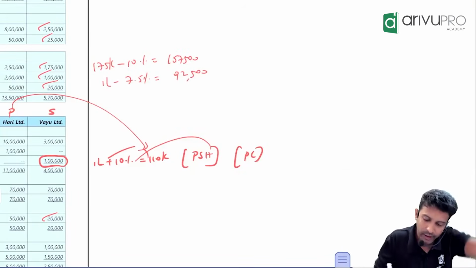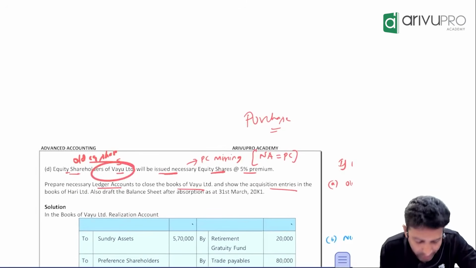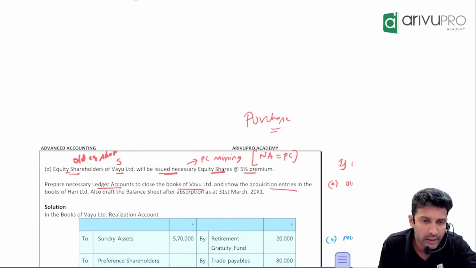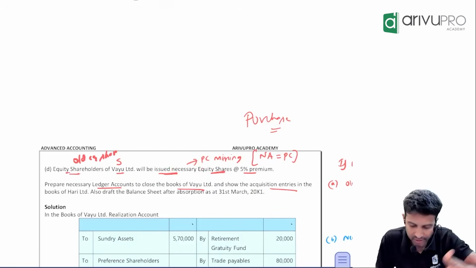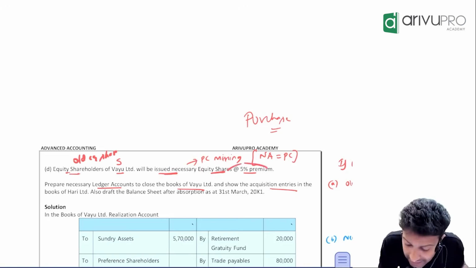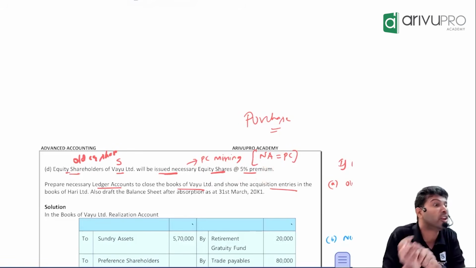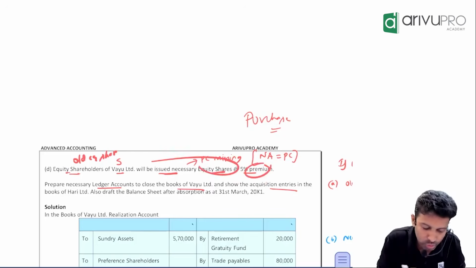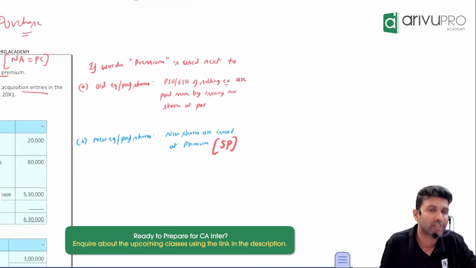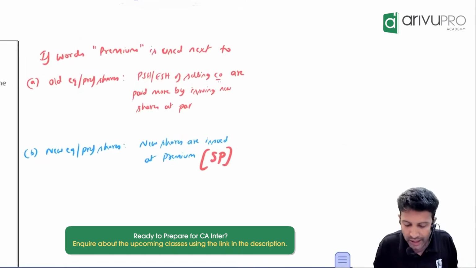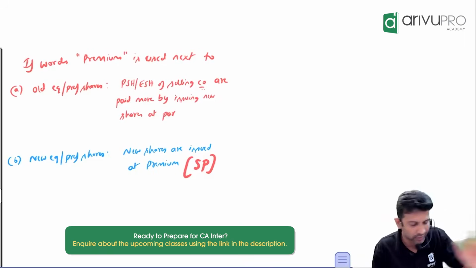But if you read the same sentence for equity shareholders, check the sentence. Equity shareholders of Vayu Limited will be issued necessary new equity shares at 5% premium. Now is the word premium used next to the old one or the new one? It is used next to the new one. If the word premium comes next to the new shares, what is the meaning? New shares are issued at premium. That is the meaning of it. That's a simple way of decoding things.